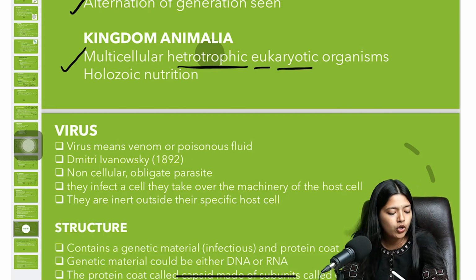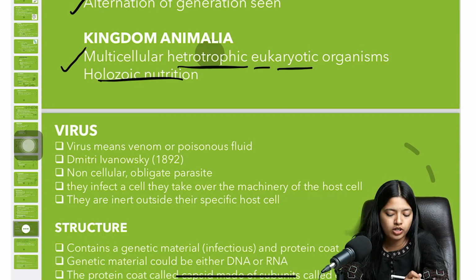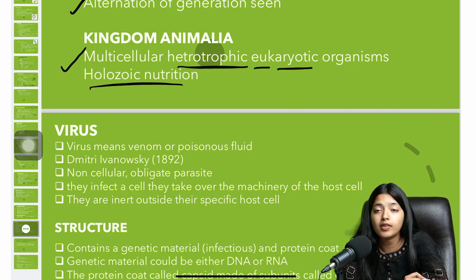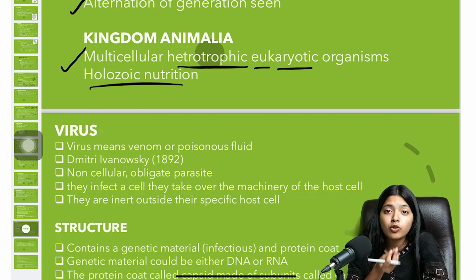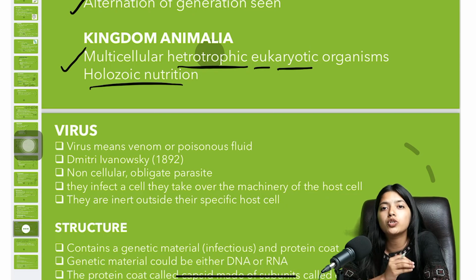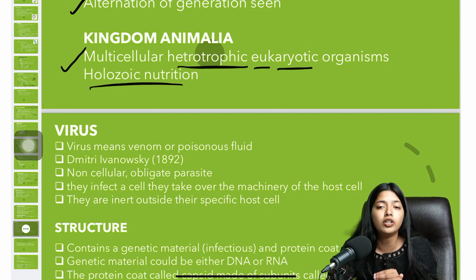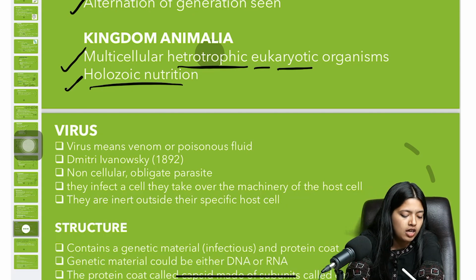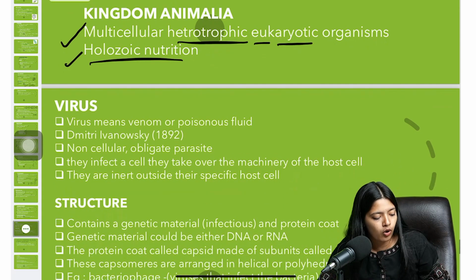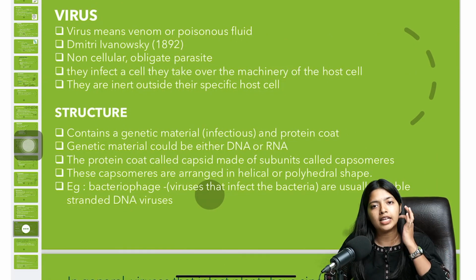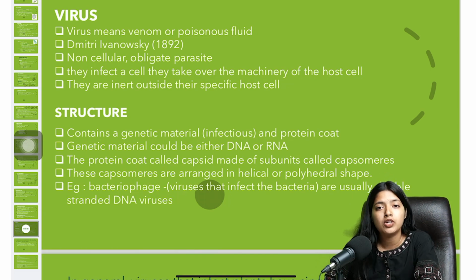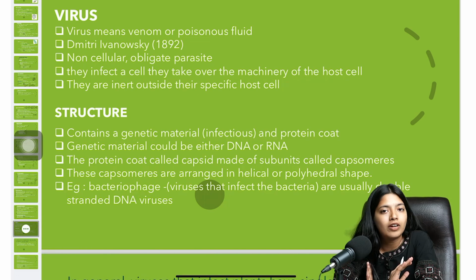Then holozoic nutrition. Our type of nutrition is holozoic nutrition. So what is holozoic nutrition? Holozoic nutrition is ingestion of food. We can ingest, or swallow, or eat food. That is holozoic nutrition. If you can ingest food, we call it holozoic nutrition. Okay, so that's about kingdom Animalia. So all our 5 kingdoms are completed. Kingdom Plantae and kingdom Animalia have separate chapters. The 3 kingdoms, Monera, Protista, and Fungi, we have discussed in detail.